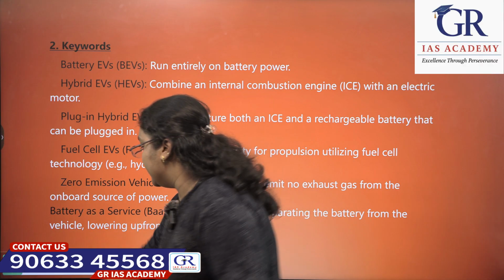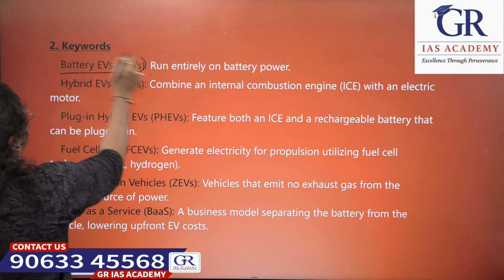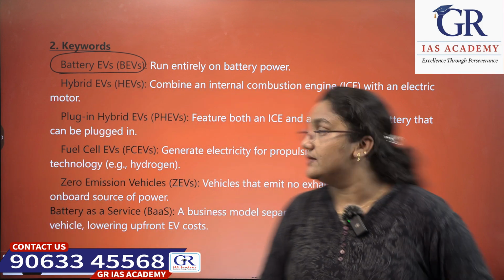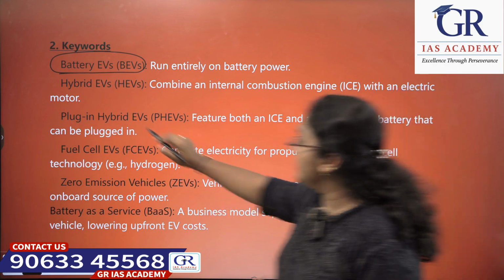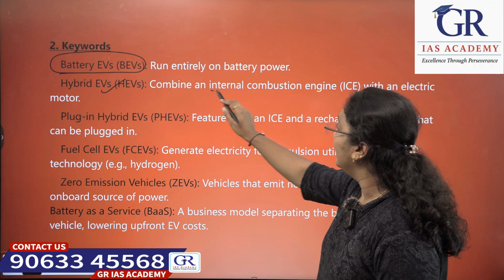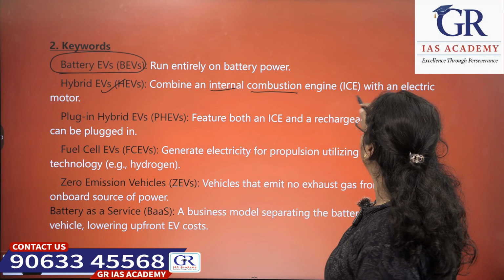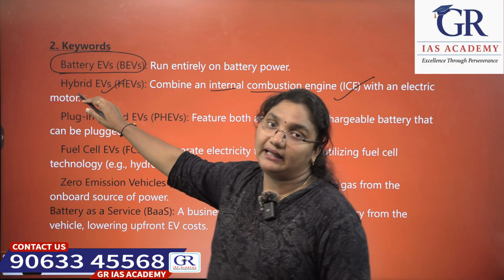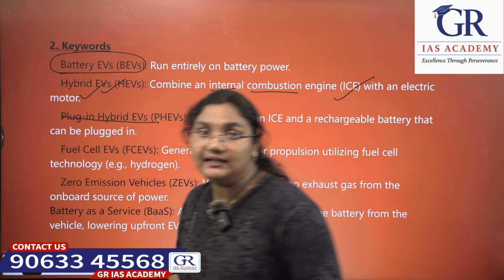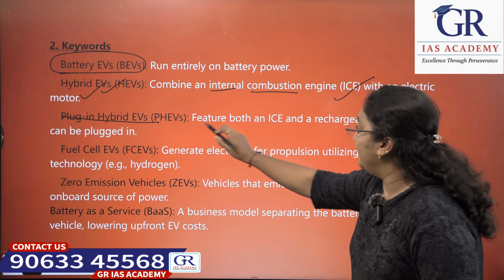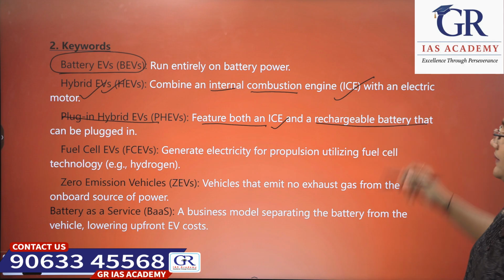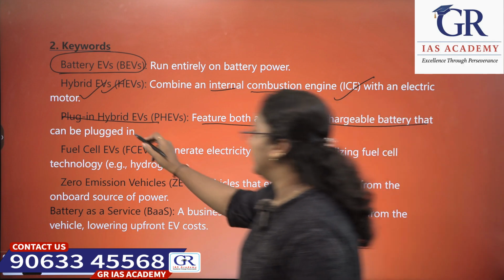Okay, next, let's see a few keywords. Battery EVs means the vehicles which run entirely on batteries. The next is hybrid EVs. Hybrid EVs combine an internal combustion engine (ICE) with an electric motor. Next, plug-in hybrid EVs. These feature both an internal combustion engine and a rechargeable battery, and can be plugged in.